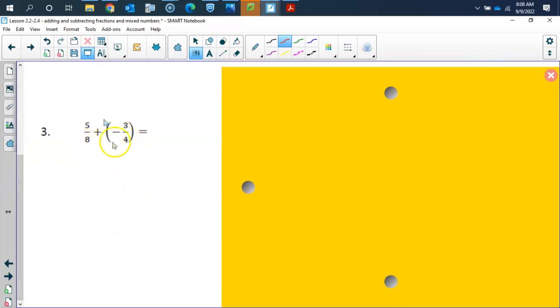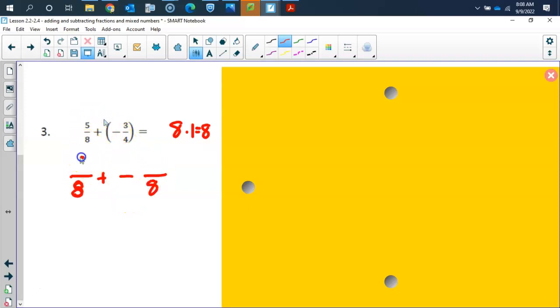All right. Common denominator here. Start with 8. 8 times 1 is 8. Does 4 divide into 8? Yes, it does. So our common denominator is going to be 8. Something over 8, plus negative something over 8. Okay, pay attention to the negative there.